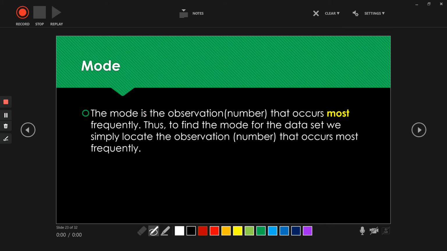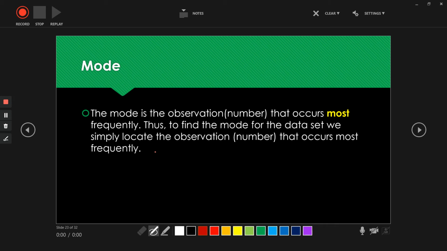All right, mode is the number that occurs the most frequently, okay? And of course that's useful because it tells you what the most people had, right? What the most things that you were observing were. Okay, so the mode occurs the most.